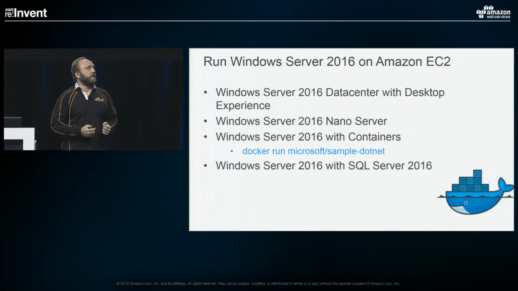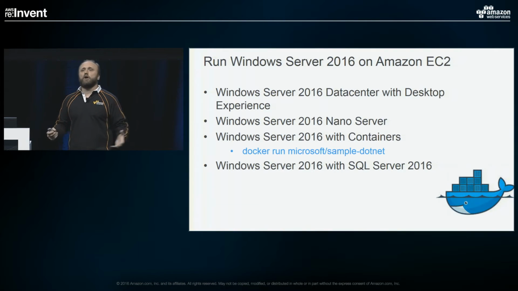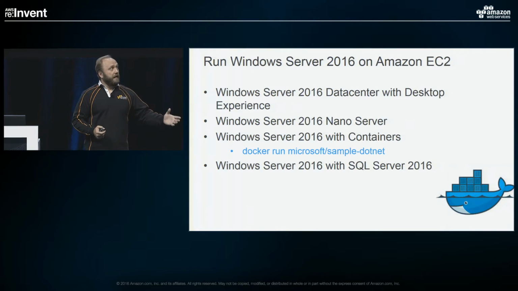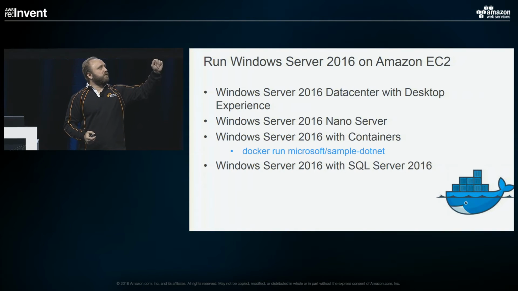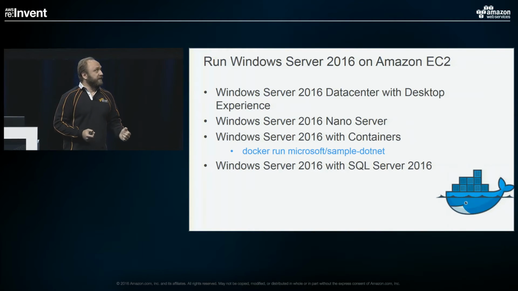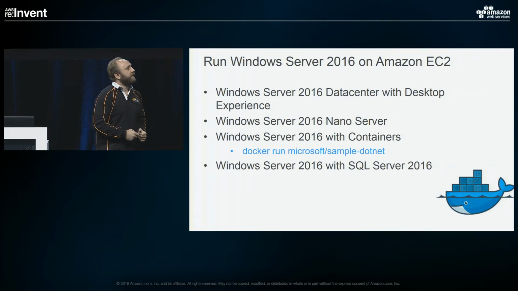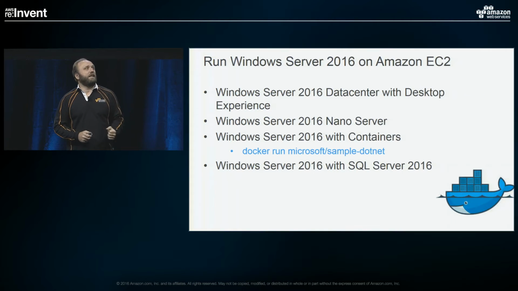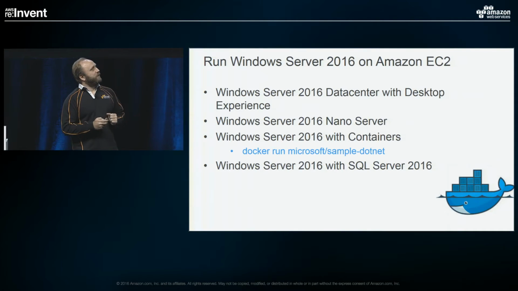There's also Windows Server 2016 with Containers, where you can effectively run Docker containers on top of Windows Server 2016. All you really have to do is start a Windows Server 2016 instance and run this particular command, docker run microsoft/sample-dotnet, and it will run a sample Docker container for you. You can see how it runs, kick the tires and play with it. And more importantly, we also now offer Windows Server 2016 with SQL Server 2016, and all the great new features that 2016 has to offer. I will cover some of those as we go.